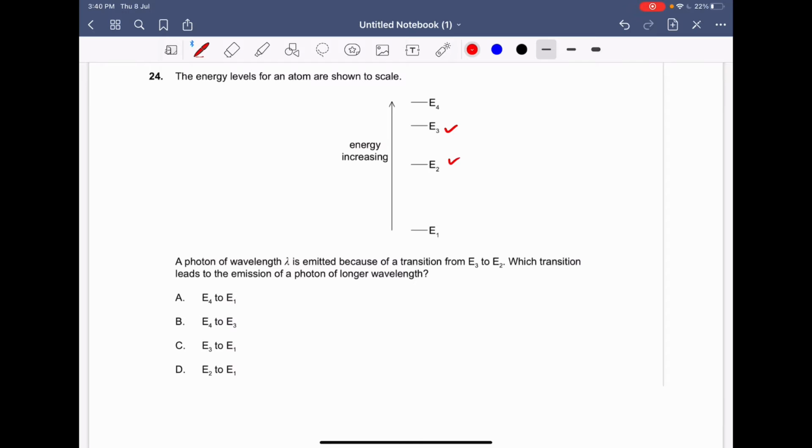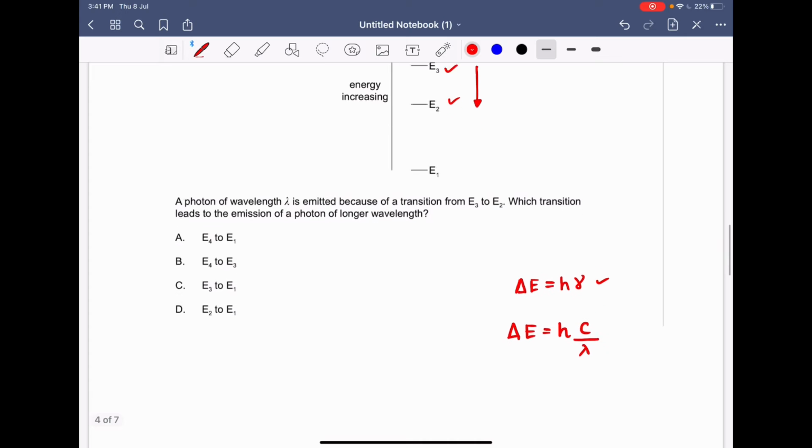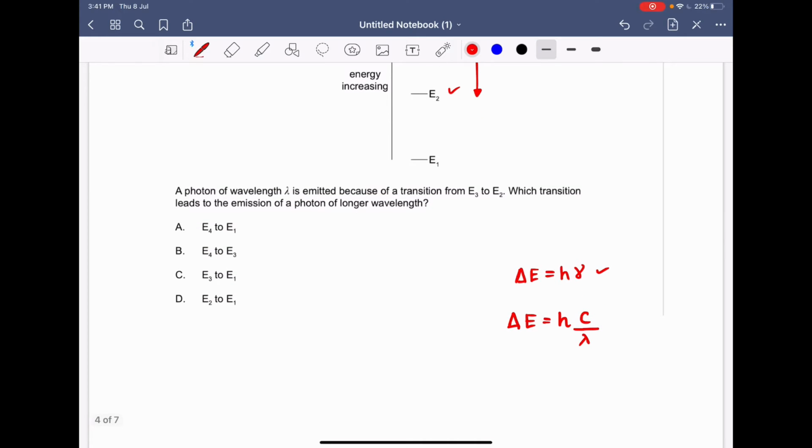So we know that delta E is equal to h nu. Okay, now what is delta E? Delta E is the energy that is released when the electron makes a transition from your E3 energy state to your E2 energy state, right? So over here delta E is equal to h nu, where nu is the frequency of the photon that is emitted. Okay, so nu can be written as c by lambda, where c is the speed of light and lambda is the wavelength of the photon that is emitted.